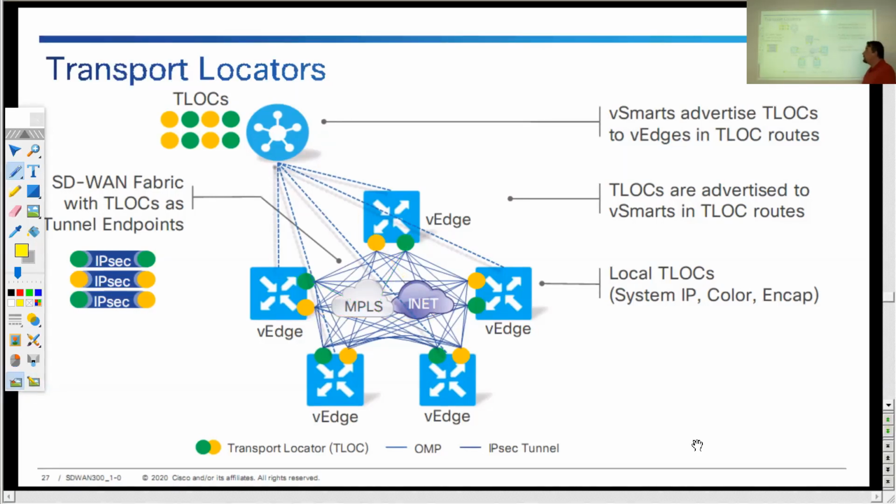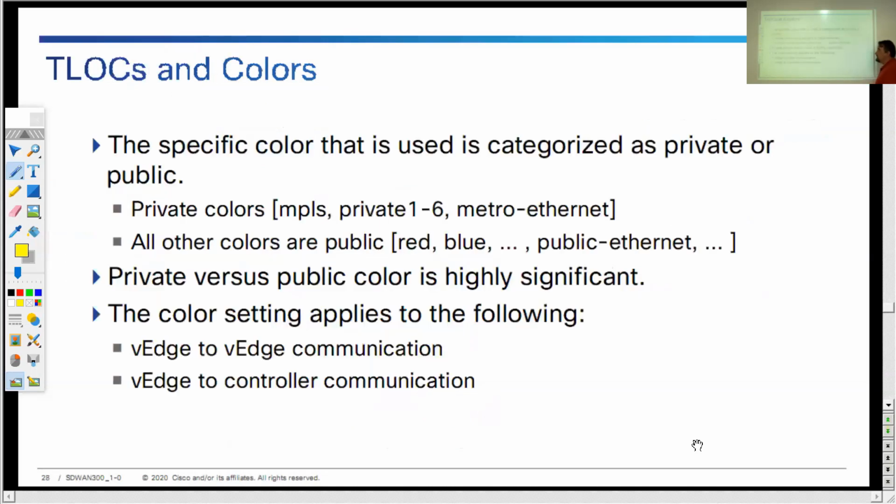Like we said, we'll eventually create an IPsec tunnel between the different colored TLOC devices that are supported between the two vEdge devices. The color is used to categorize it as either public or private. You'll see we have an MPLS color. There's private 1 through 6 that you can make up. There's Metro Ethernet that may not have general internet access available for it. All the other colors are considered public colors that go out onto the public internet. The distinction of private versus public is highly significant in how we create our policy.